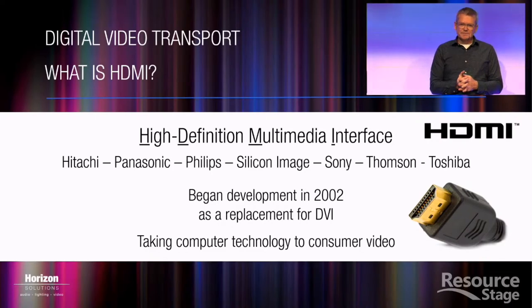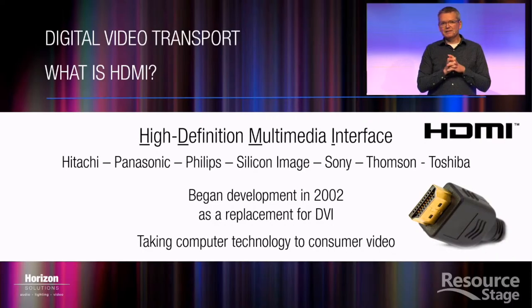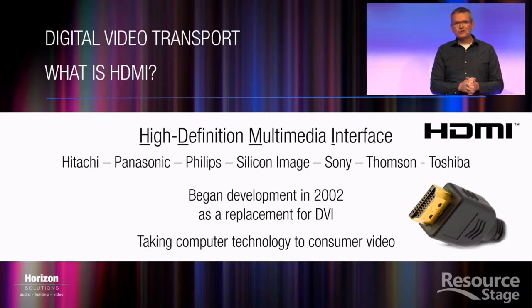HDMI is a different animal. There's some things you can tell about HDMI right off the bat that's different than DVI. The first thing that you can notice about HDMI is, you see the logo there? See how it's got a trademark symbol on it? That means somebody's out to make money.